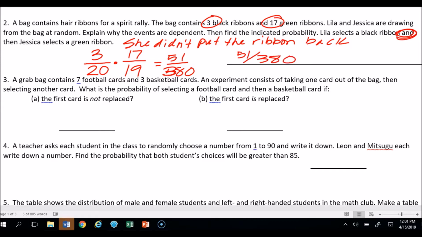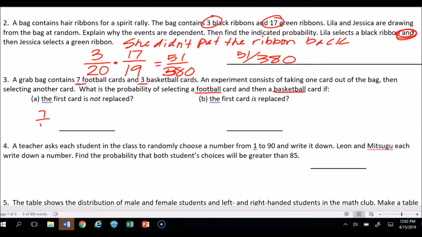Okay, number 3 says a grab bag contains 7 football cards and 3 basketball cards. An experiment consists of taking one card out of the bag, then selecting another card. What is the probability of selecting a football card and then a basketball card if the first card is not replaced? So if we're not replacing the card, then the numbers change. So it says a football card and then a basketball card. So again, we have to add these two numbers together to get our denominator.